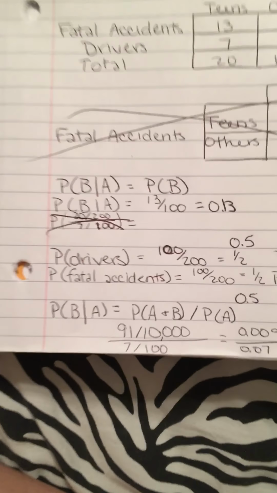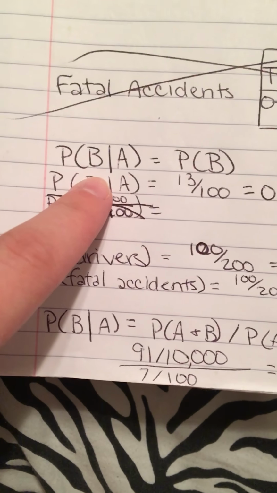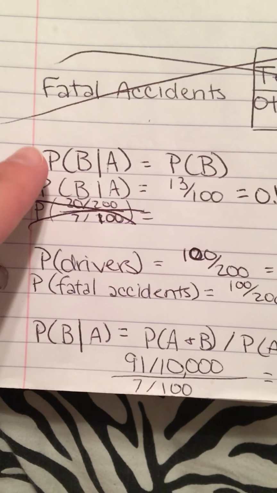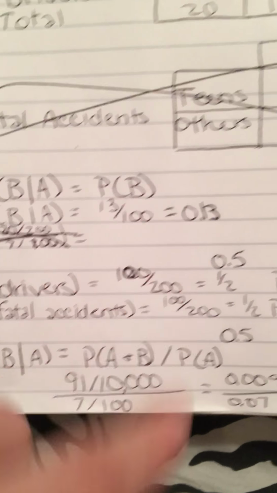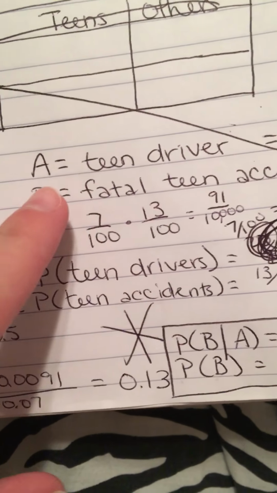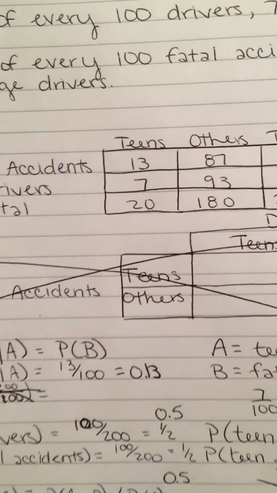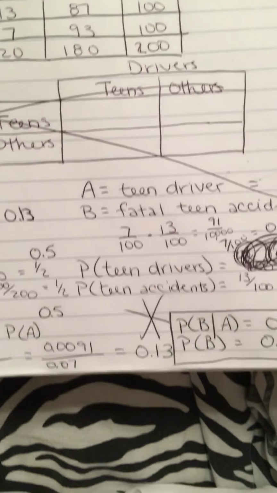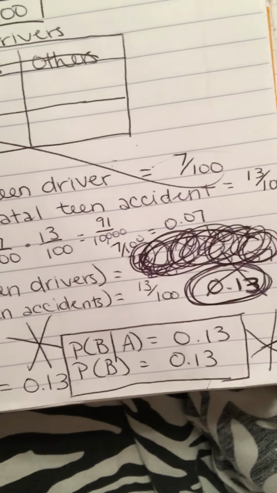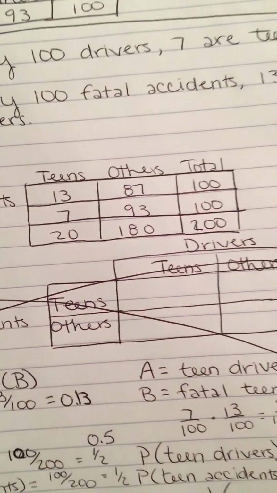Okay, so on page 346 in the book, I found the formula for independence, which states the probability of B occurring given that A occurs should equal the probability of B. So I did A is the teen driver, which is 7 out of the 100. Then B, I did fatal teenage accidents, that's 13 out of 100, with a total of 100.